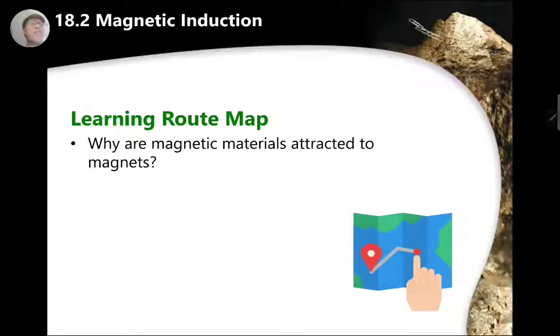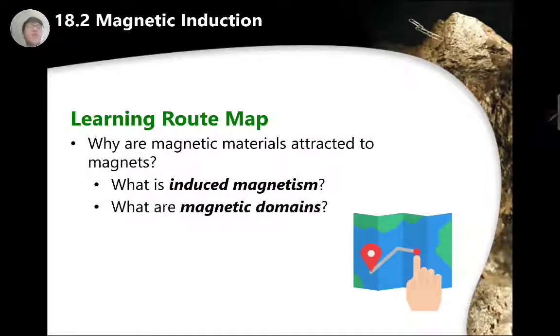But the question that I want to pose for you to think about now is, why are magnetic materials attracted to magnets? What happens? To answer this question, we'll answer these two questions: what is induced magnetism, and what are magnetic domains? So let's jump into the first one.